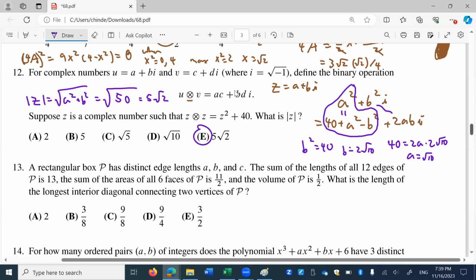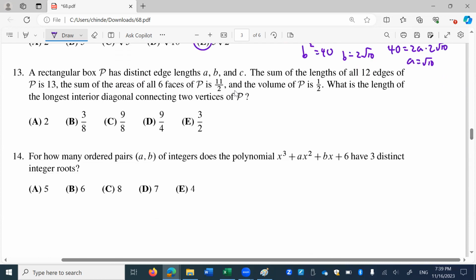Okay. We have a rectangular box with distinct edge lengths a, b, and c, and the sum of all the edges is 13. So the sum of all the edges is a plus b plus c, but there's 4 of each edge, so that's 13. The sum of the area of the 6 faces, that's ab plus bc plus ac, and there's 2 of each face, so that equals 11 halves. And the volume is 1/2, that's abc is 1/2. Find the length of the longest interior diagonal connecting 2 vertices.